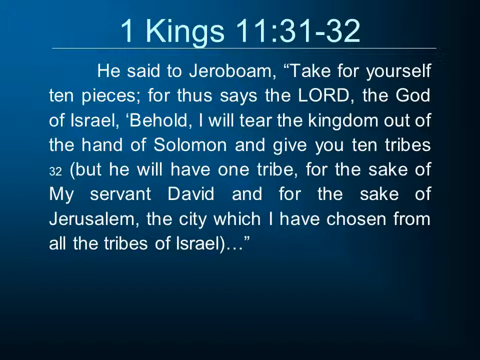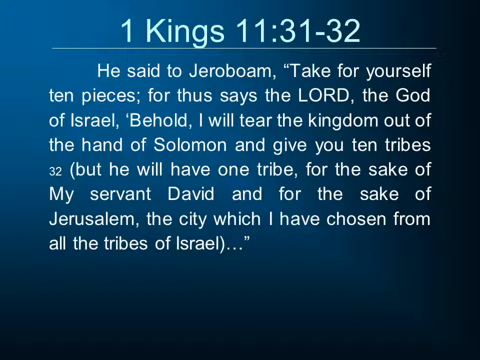Do you see the symbolism here? He takes a new cloak. When was the last time we read about a cloak being torn? It was in the days of Saul and Samuel, when Saul had torn the cloak of Samuel, and Samuel said, Because of that, the kingdom will be torn from your grasp. Now a cloak is taken and torn into 12 pieces. 10 are given to Jeroboam. You're going to get the 10 tribes in the north.